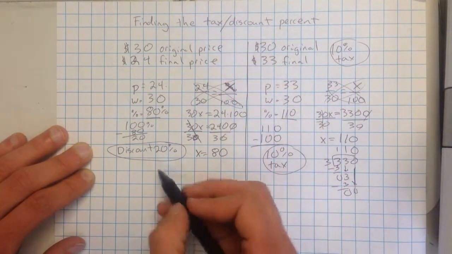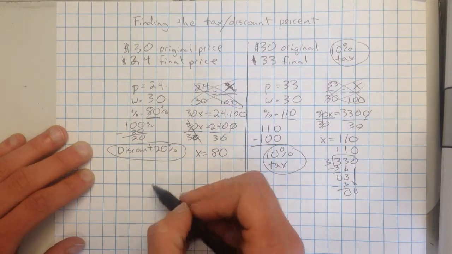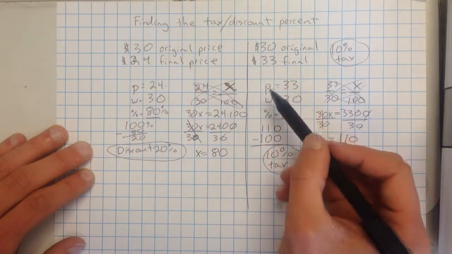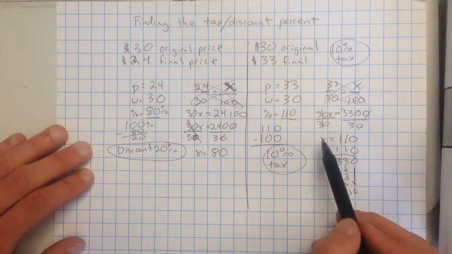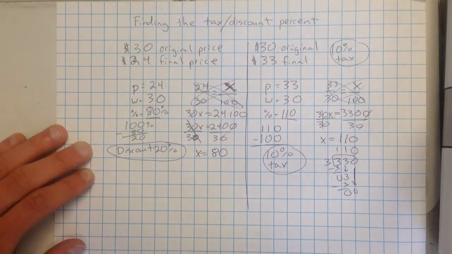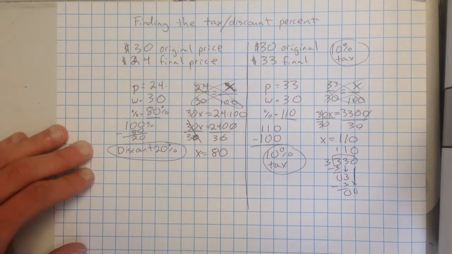10% tax, 20% discount. Just set them up with your original price as your whole, your final price as your part, and then really think about what that percent means. I can't stress how important it is to think about what that percent means.